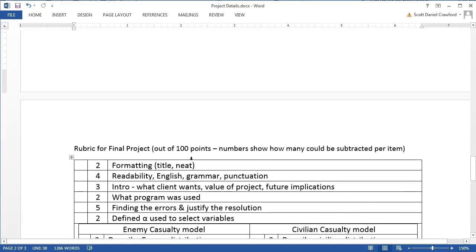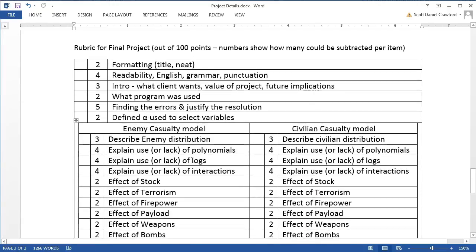This last page is, in my opinion, really the most important. Here's the rubric. Most students who do poorly on the final project didn't go through the rubric in detail. Why is that? Usually because they're burned out towards the end of the semester and they don't want to, but here it has everything that I'm looking for. Is it readable? Here's where I'm looking at the English. Is your intro good? Does it grab your attention? Did you find the errors and fix them?